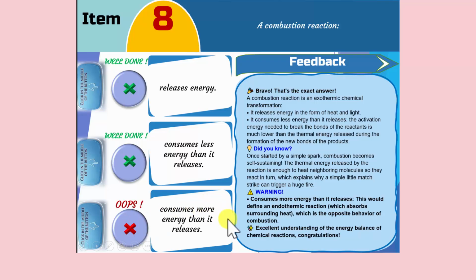Once a spark initiates the process, the released thermal energy can heat nearby molecules and keep the reaction going, which is why combustion can become self-sustaining. Consuming more energy than it releases would describe an endothermic reaction, the opposite of combustion.